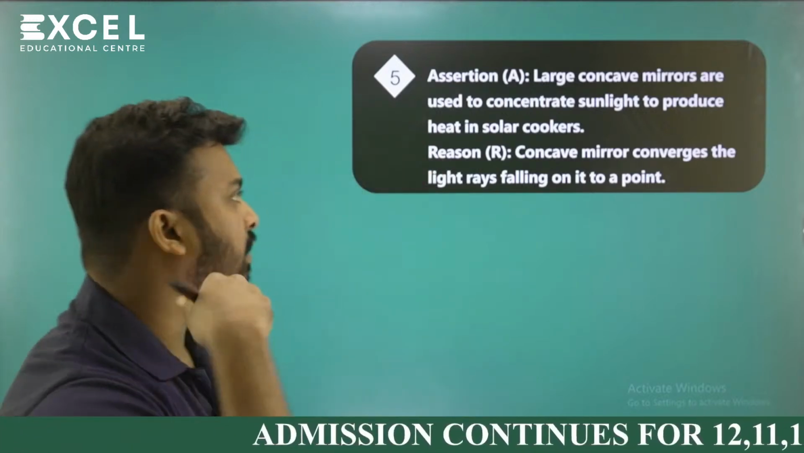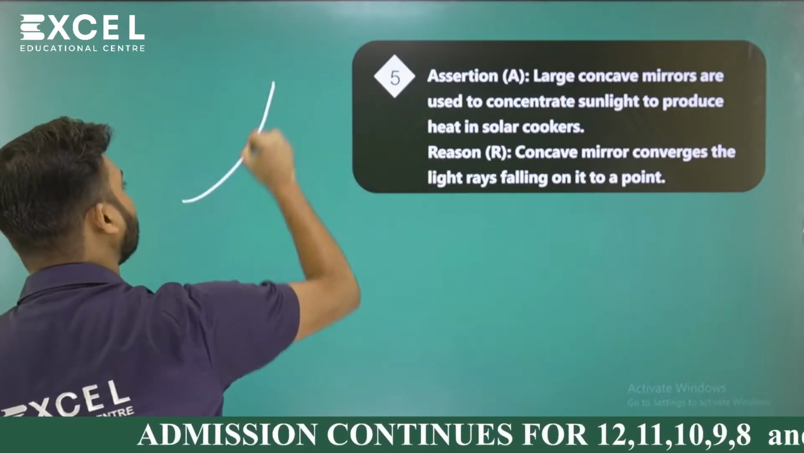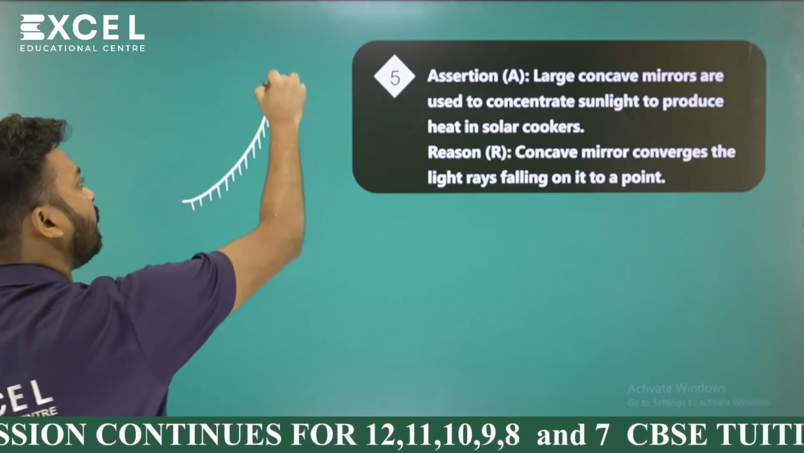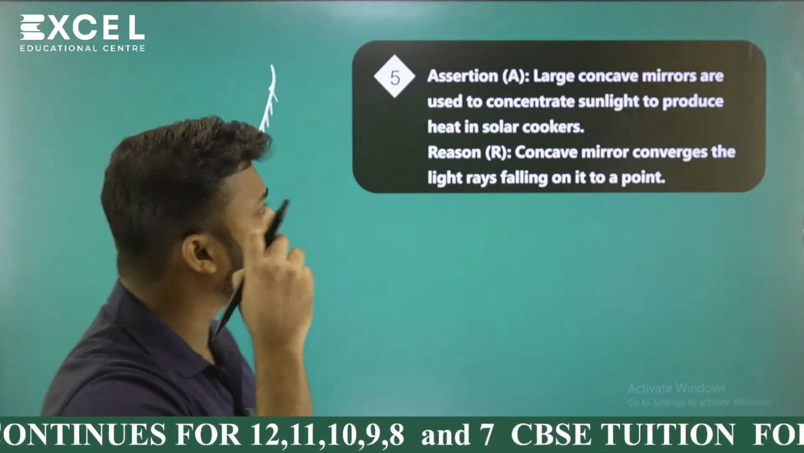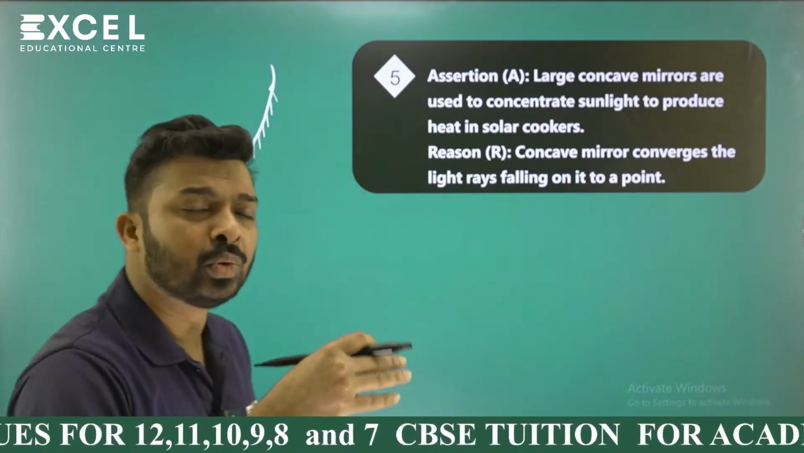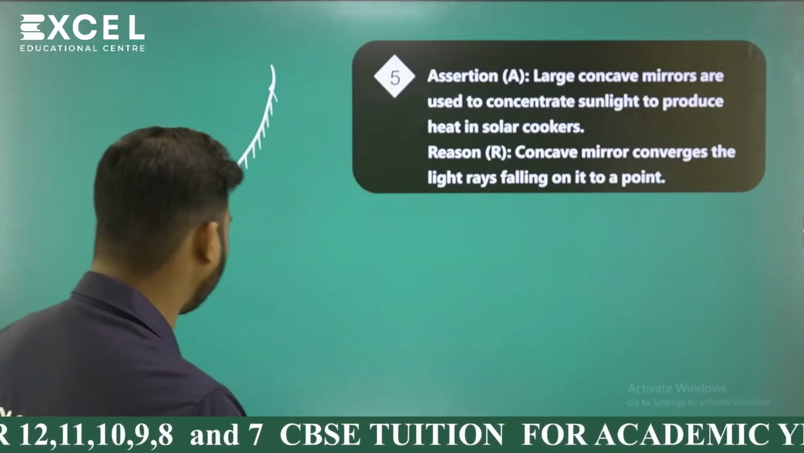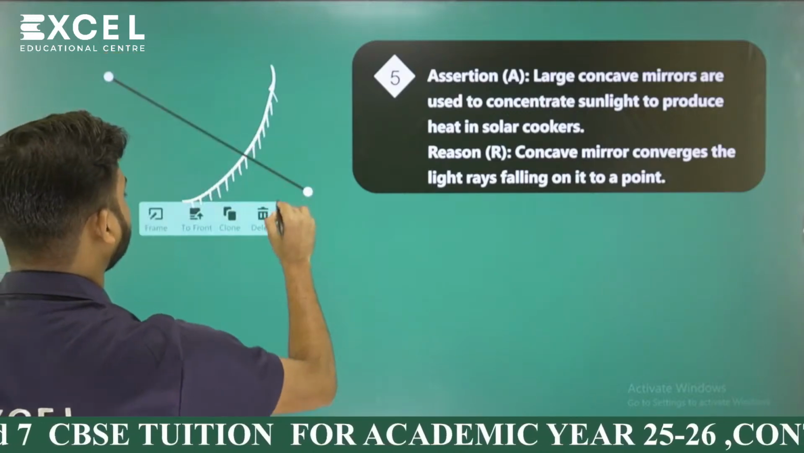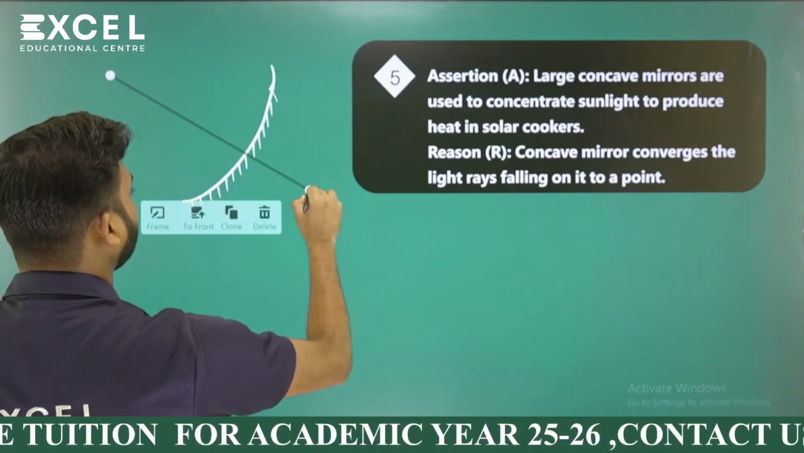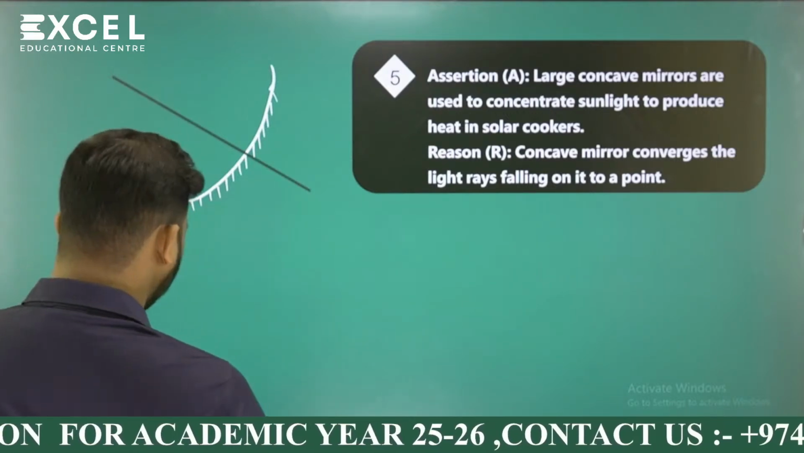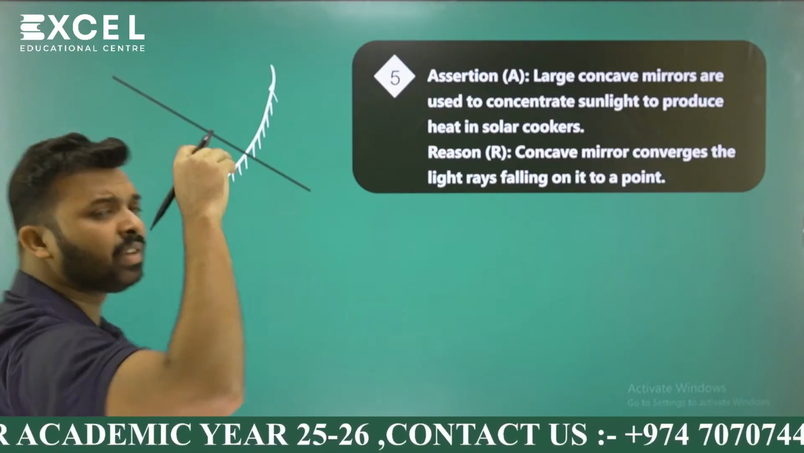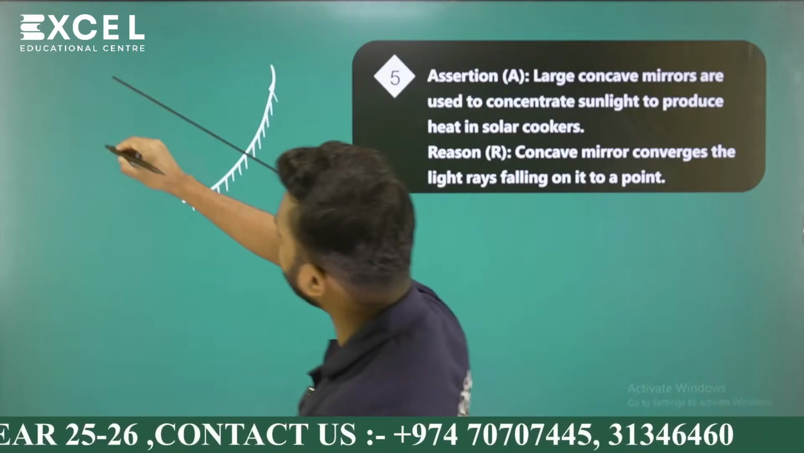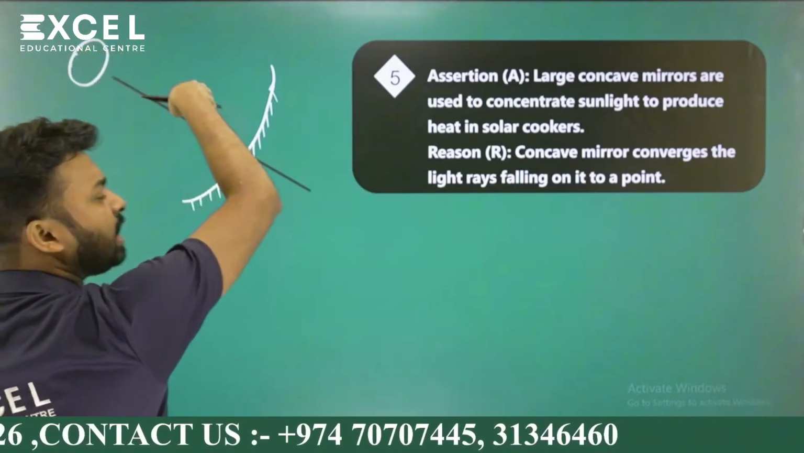I'll come to the theory of this chapter. Listen, this is a concave mirror, right? These large concave mirrors are actually used to concentrate sunlight. Let me draw the principal axis. Let this be the principal axis. Sunlight always travels in straight lines. So let there be a beam of sunlight coming.